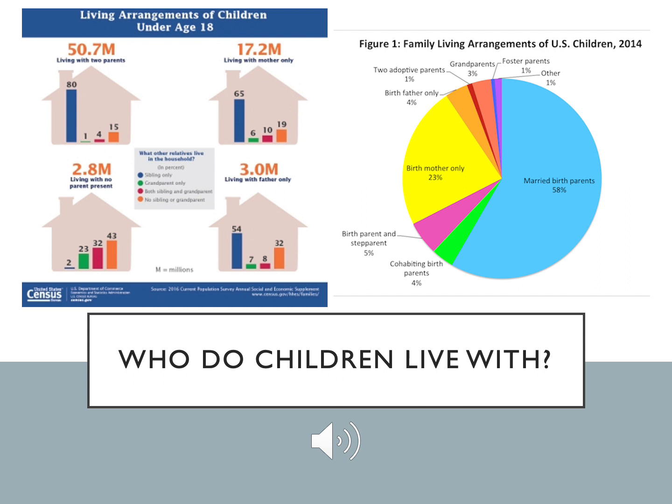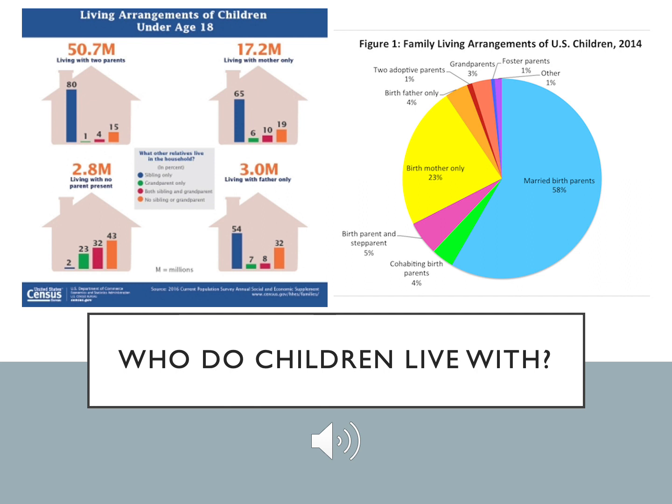On this slide, you'll see a little bit of information about who might live with children. As you can see from the graphic, a little over half of children do indeed live with their birth parents, but this is not true for everyone. Some children only live with their birth mother. Some children live with two adoptive family members. Some live with cohabitating birth parents or foster parents. So there's a wide variety of different family living arrangements that you might see for children.